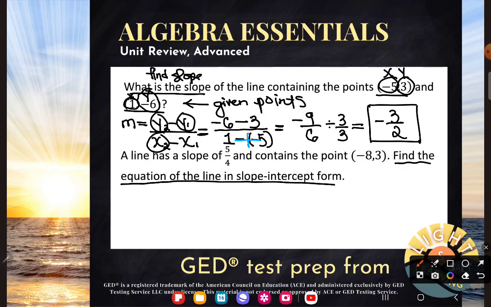You can look at your GED formula sheet and you'll see the slope-intercept form of the equation of a line looks like this. y equals mx plus b.